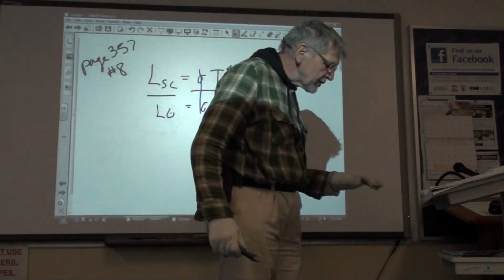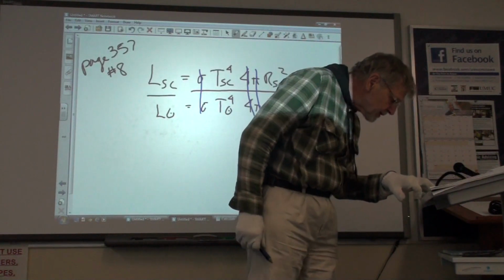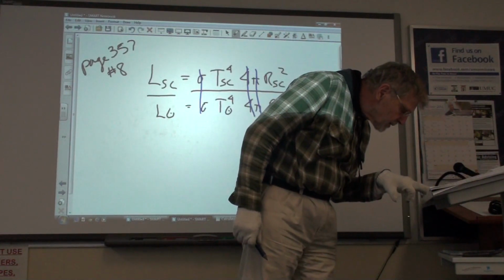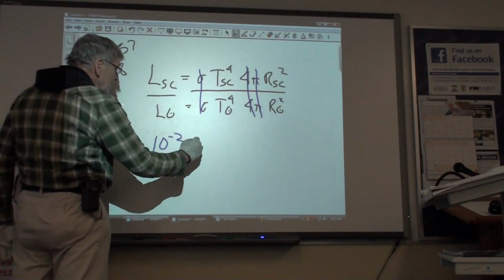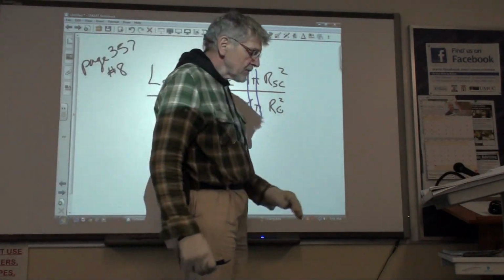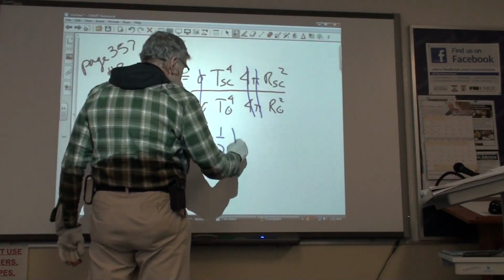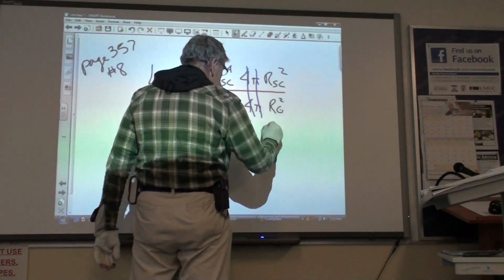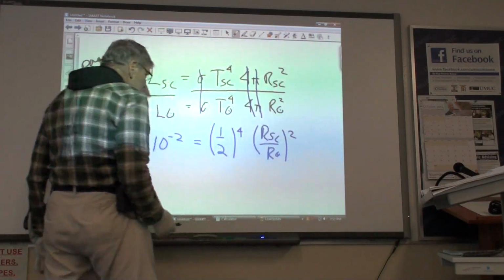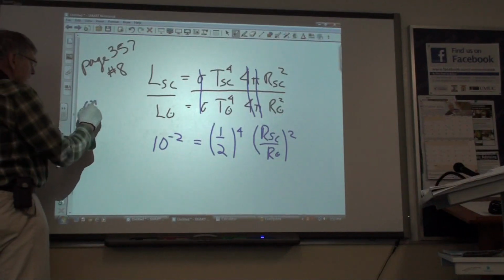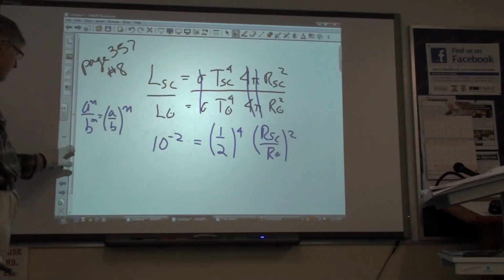So the ratio of the luminosities is given as 10 to the minus 2. It's about 100 times 10 to the minus 2 is the ratio of the luminosity of this companion to the luminosity of the sun. And the temperature of this companion to the temperature of the sun, it's about 1/2 as hot. So the ratio of these temperatures is 1/2 taken to the 4th power, and we're dealing with the radius that we're looking for over the radius of the sun, quantity squared. And here we're using freely the fact that a to the n over b to the n is equal to a over b, all to the n power, which is a rule of exponents.